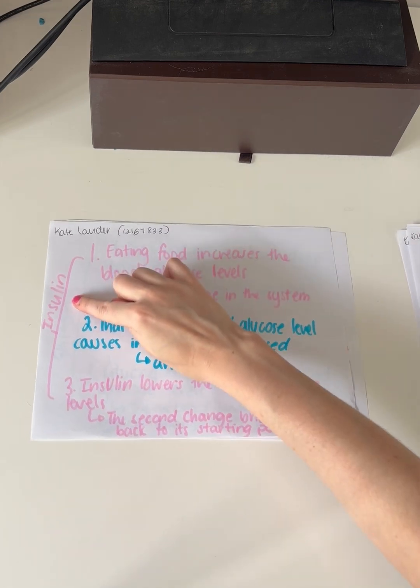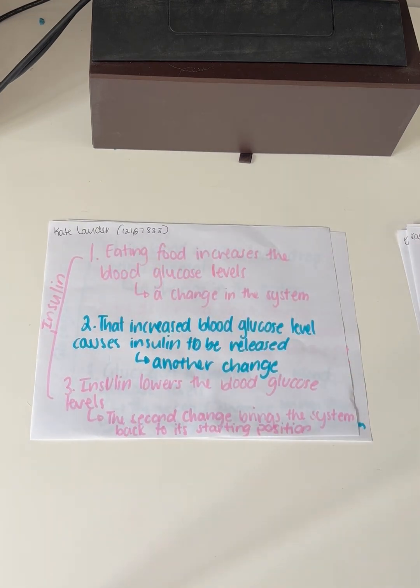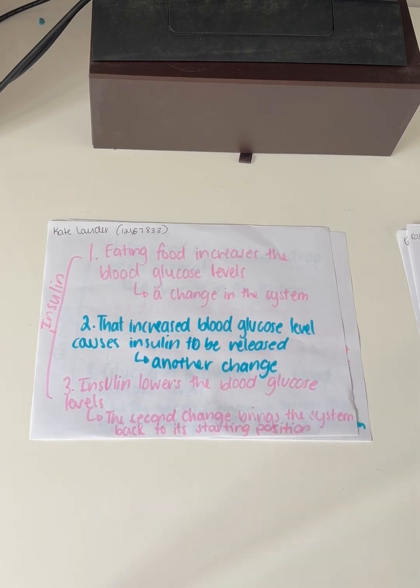Here we have insulin. First, you eat food and that increases your blood glucose levels. There is then a change in the system. That increased blood glucose level causes insulin to be released by the pancreas, which causes another change. Thirdly, to bring it back into homeostasis, insulin lowers the blood glucose levels. The second change that brings the system back to its starting position.